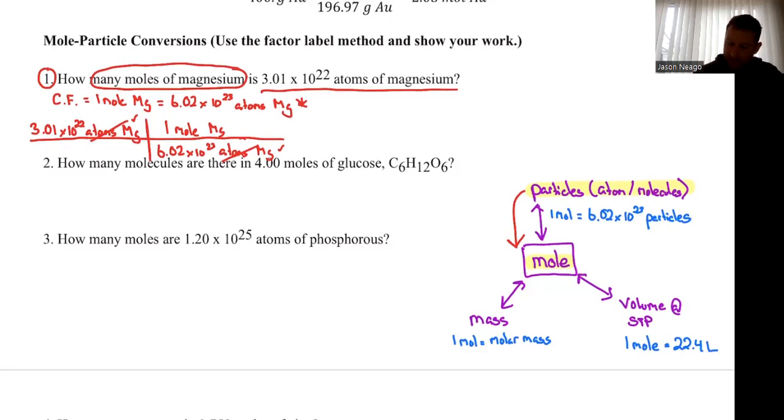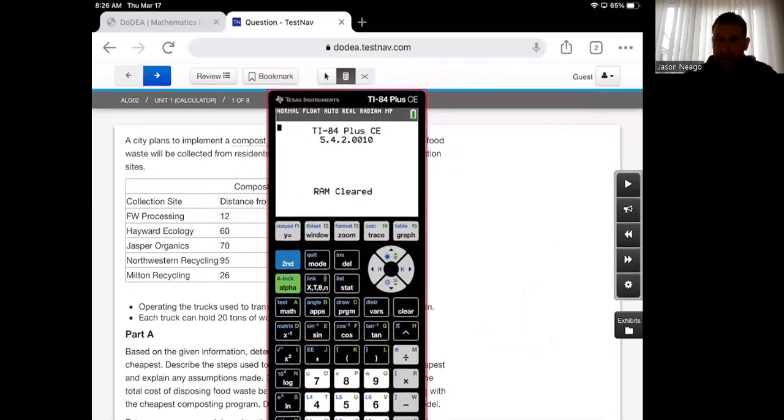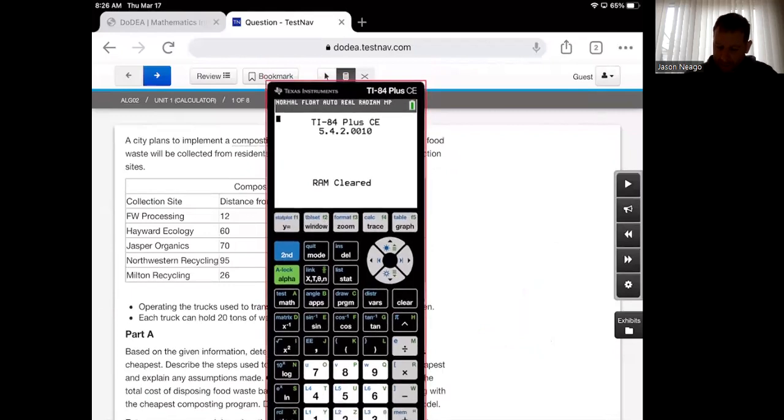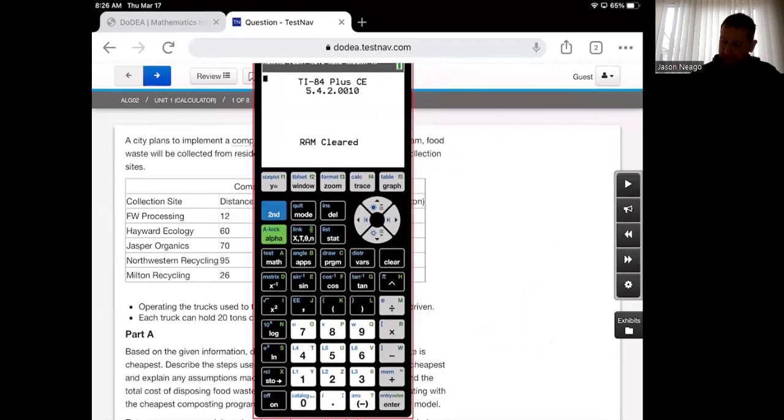Okay. So to solve this, I'm going to use my calculator. So hopefully this will work. I'm going to switch to a different screen. Okay. So there's a specific way to put scientific notation into your calculator. This website shows a TI-84 Plus calculator, very similar to the ones that you're going to use in my classroom.